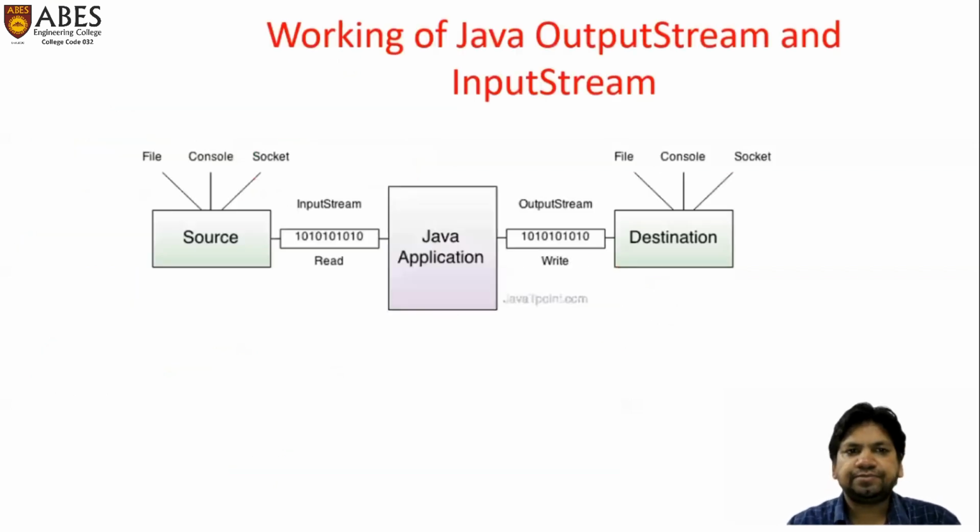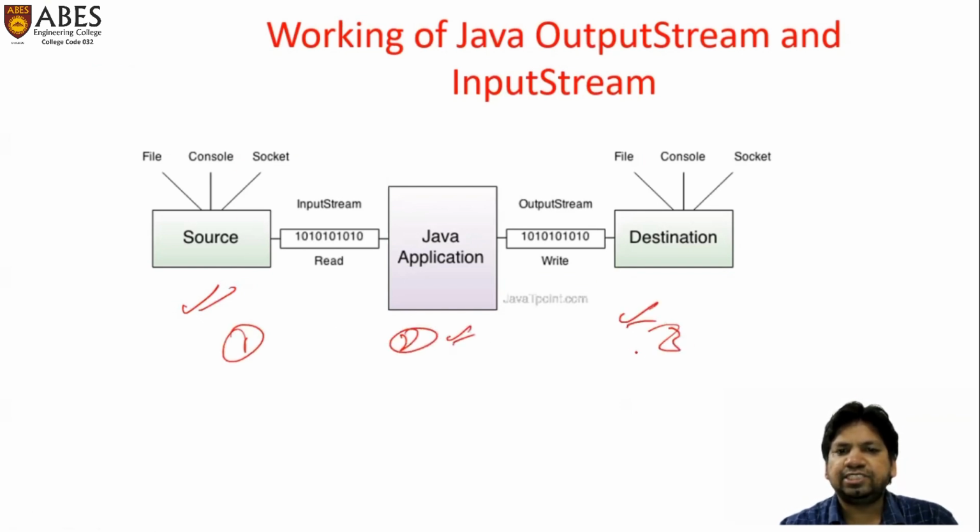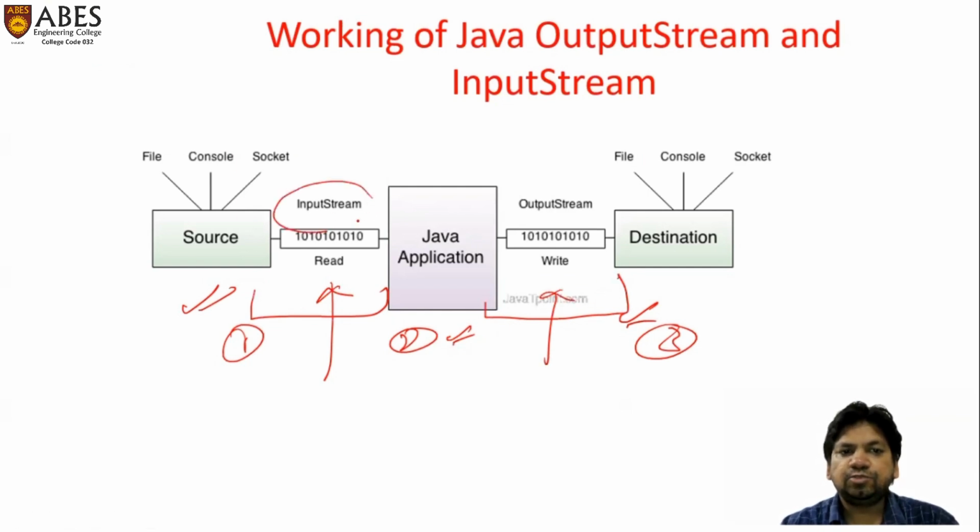First, ठीक. Now you can see the picture and easily understand the working of the Java output stream and input stream by using this picture. You can see that this picture is divided into three parts. First is the source, second is the Java application, and third is the destination. Between the source and the Java application, we are using read. And from the Java application to the destination, we are using write. Read is used by the input stream and write is done by the output stream.